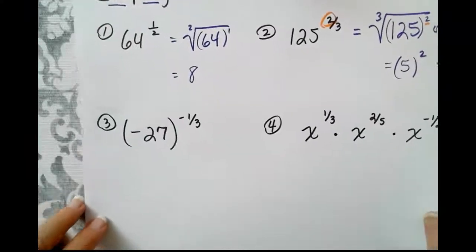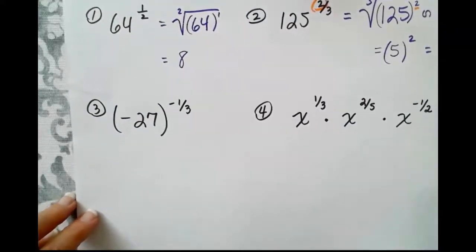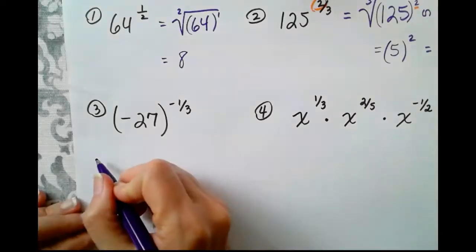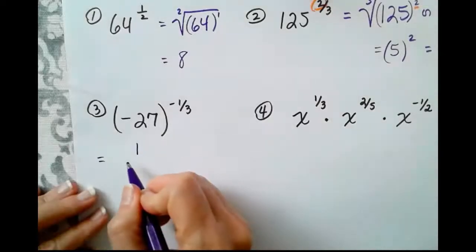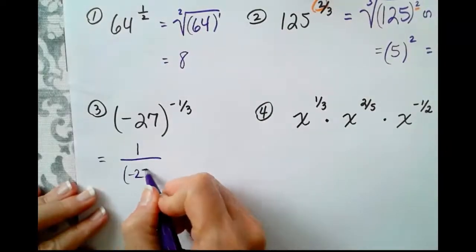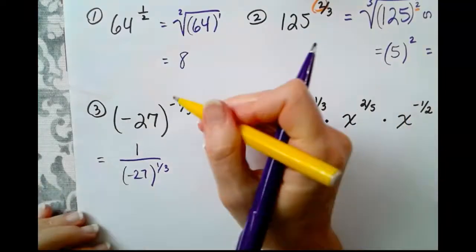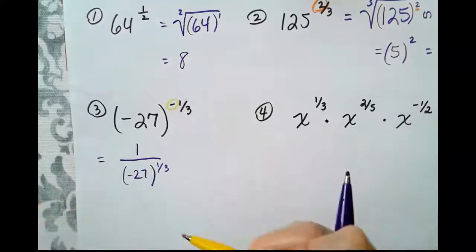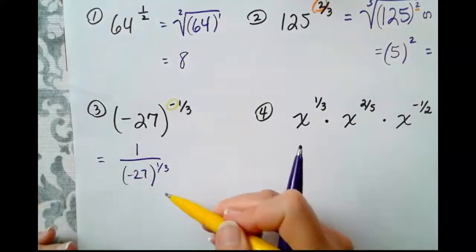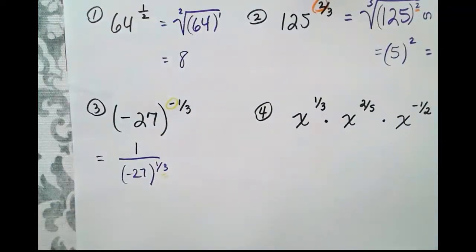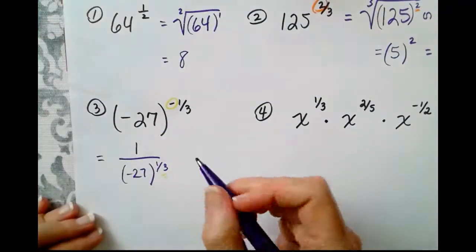Let's do number 3. This is 27 to the negative 1/3. We learned in subsequent videos that negative exponents indicate reciprocals. So I'm going to first rewrite this as 1 over 27 to the positive 1/3. When we flip or reciprocate that base to the bottom of the fraction, our exponent is now positive, and we only want positive exponents.